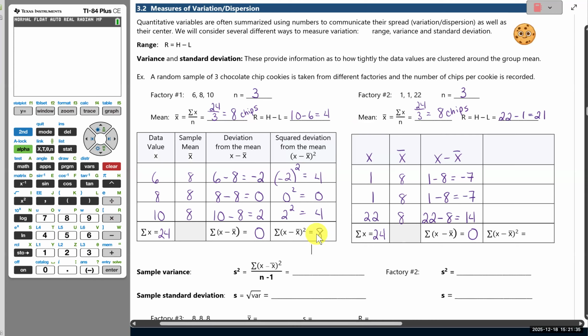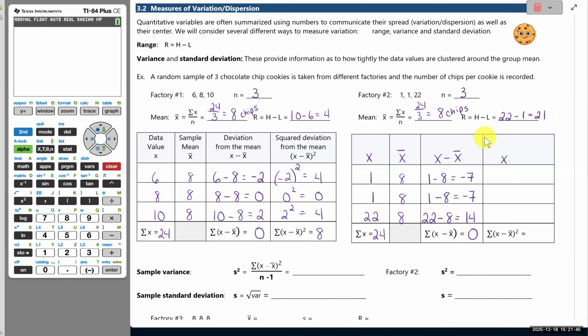Okay, so we're not going to worry about how that applies directly to anything right now. I just want to see if we get a bigger number for factory number 2. So let's get this squared deviation. So every x minus x bar value, every deviation that we got, we're going to square it. So in this case, -7 squared. All right, so a negative times a negative is a positive. 7 times 7 is 49. And the next one would also be 49.